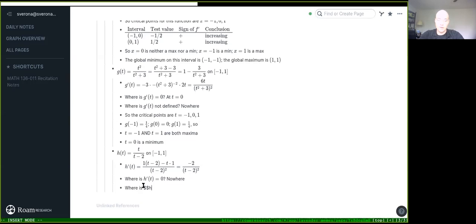Where is it undefined? And the answer is it's not defined if I let t equal 2, but that's not inside my interval. So I'm not going to consider it as a critical point on this interval because it's not in this interval.